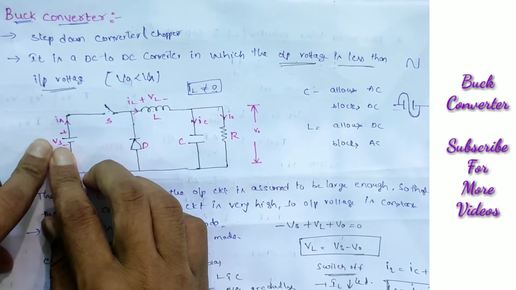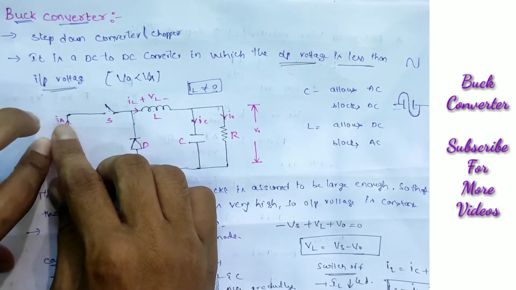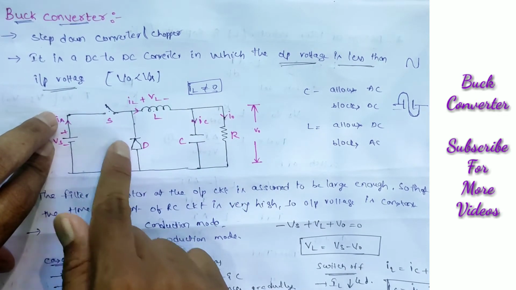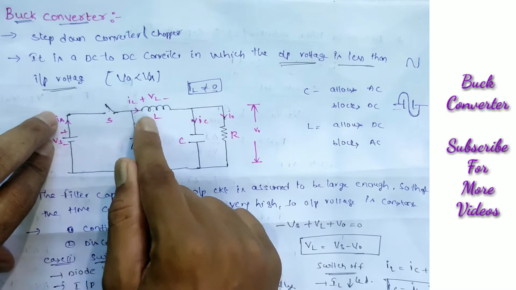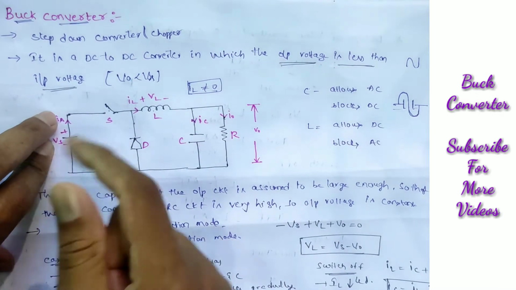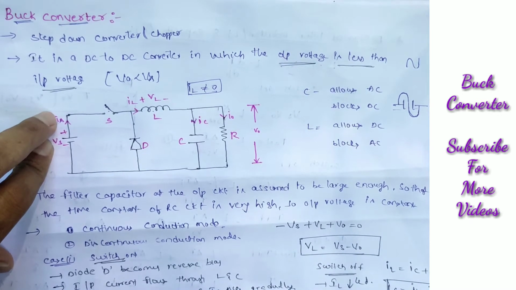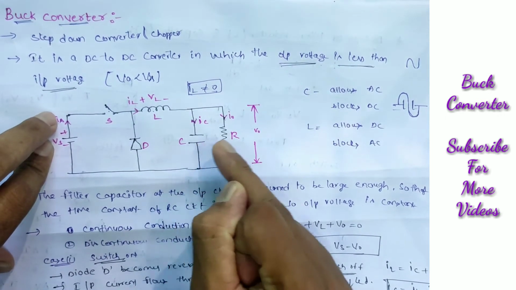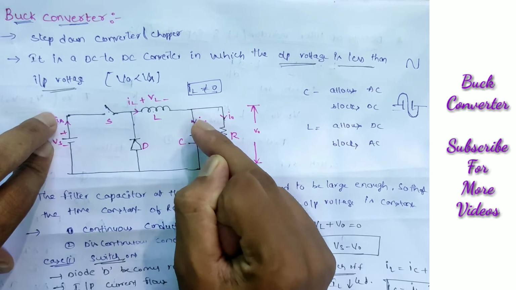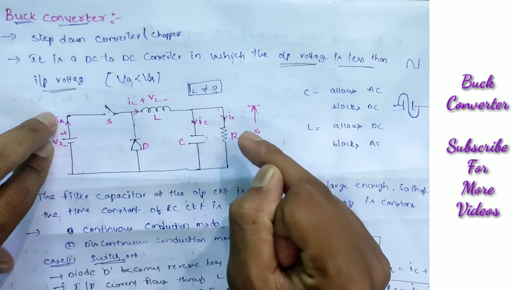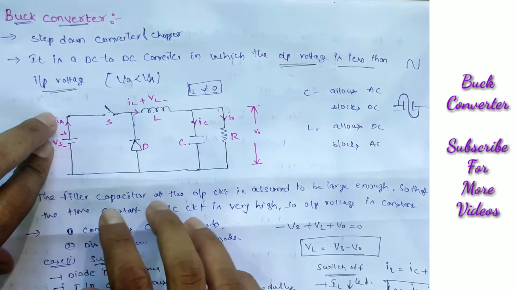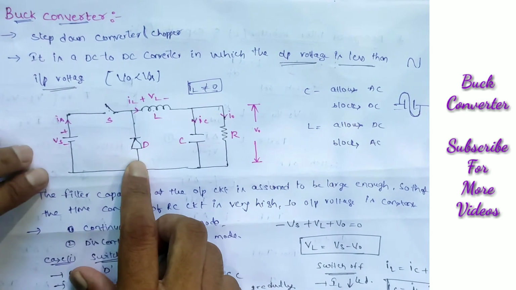Vs is the supply voltage, Is is the supply current, S is the switch, D is the diode, L is the inductor. In the inductor we have IL, the inductor current. This is the capacitor and resistor. In the capacitor, IC is the capacitor current, and I0 is the load or output current. This is about the circuit diagram.